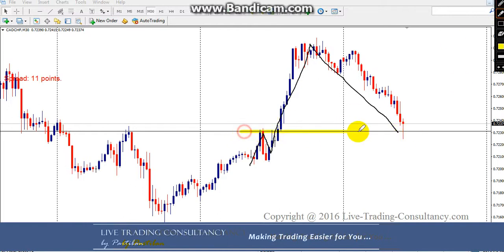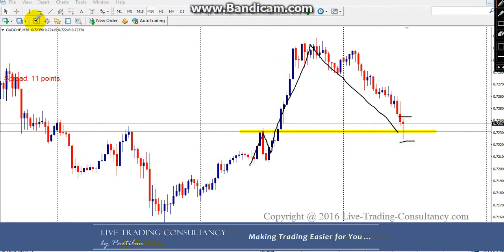If the support fails to hold, then the market will drop, and there is no good entry. If it fails to penetrate below this, then this is a very good setup. You can place your buy stop here and place your stop loss here. Very good entry, A plus.